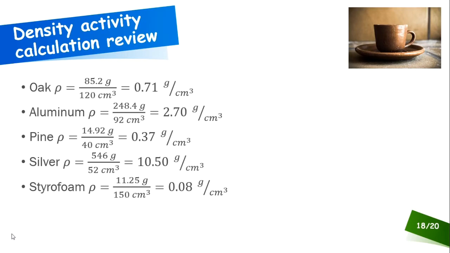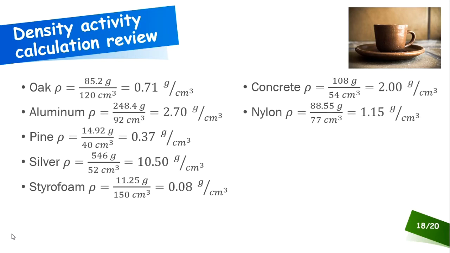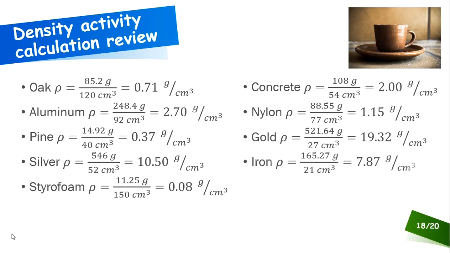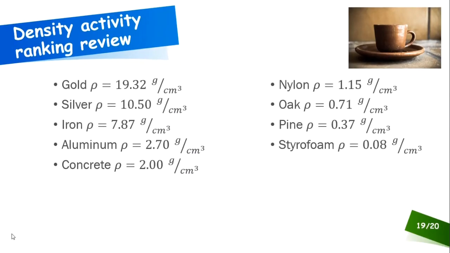Styrofoam, 0.08 grams per cubic centimeter. Concrete, 2 grams per cubic centimeter. Nylon, 1.15 grams per cubic centimeter. Gold, 19.32 grams per cubic centimeter. Iron, 7.87 grams per cubic centimeter. When you rearrange them and rank them from largest to smallest, here's the ranking that you see here. So gold is first because it has the largest of all the examples there, and then silver, then iron, then aluminum, then concrete, nylon, oak, pine, and styrofoam.